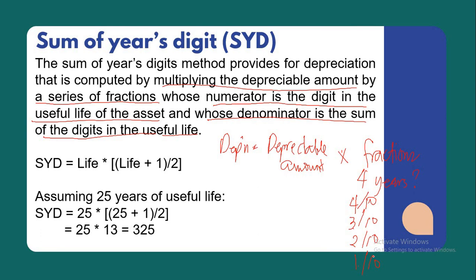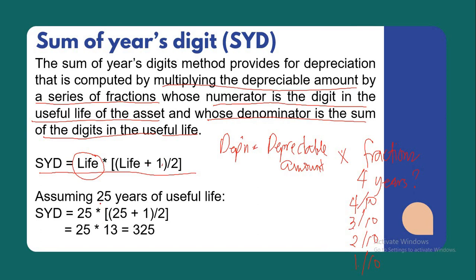Well, if the life is short, there's no problem, because it's easy to add. But what if the life is long? How do you compute the sum of years digit to be the denominator? So we have a formula for the SYD. Our formula is the useful life, times the quantity of the life plus 1, divided by 2.